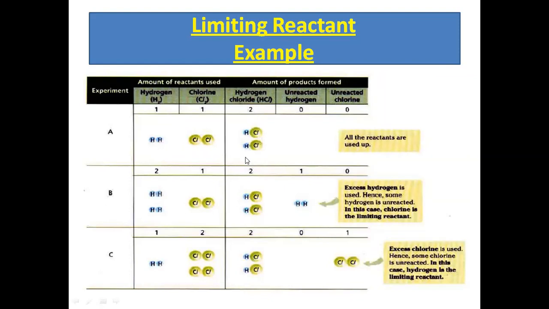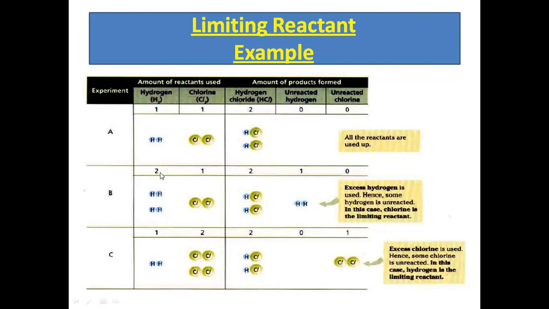And here you have a very simple example, a common reaction between hydrogen and chlorine, and they form hydrogen chloride. If we have 1 mole of hydrogen and 1 mole of chlorine, and they react to form 2 moles of hydrochloric acid, it means all the hydrogen and chlorine are used up and there is no reactant which remains left. So all the reactants are completely utilized and they form hydrochloric acid.